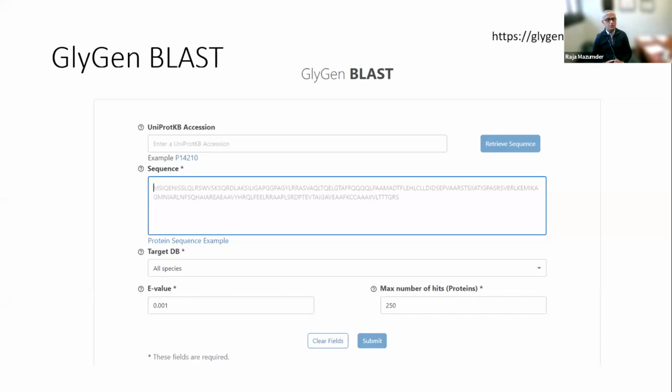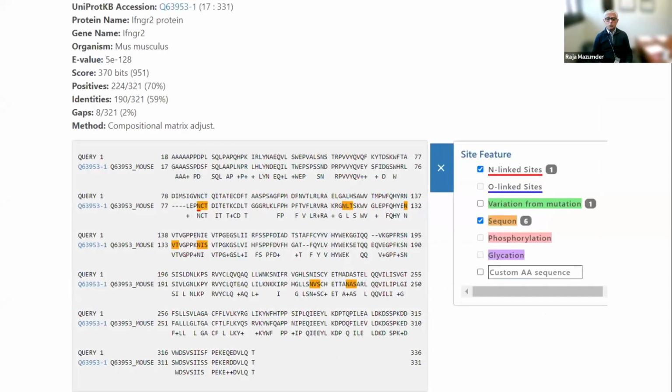There's another way to find out something about your protein. You can do BLAST. You can paste your amino acid sequence in this field and hit submit, and you will get results. Our BLAST results are a little bit different than what you might have seen before. We also have ways to look at the text version of the BLAST results. On the right-hand side, after you get the results, you can select, show me all the N-linked sites, or you can show me all the sequence.